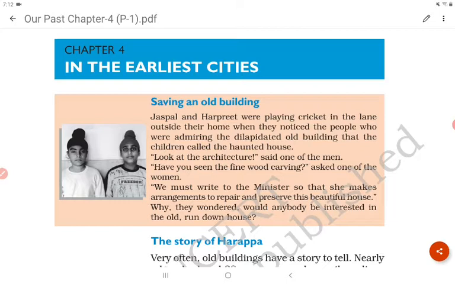Saving an old building. Jaspal and Harpreet were playing cricket in the lane outside their home when they noticed people who were admiring the dilapidated old building that the children called the haunted house. "Look at the architecture," said one of the men. "Have you seen the fine wood carving?" asked one of the women. "We must write to the minister so that she makes arrangements to repair and preserve this beautiful house." Why, they wondered, would anybody be interested in the old run-down house?